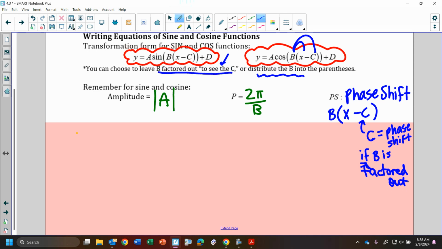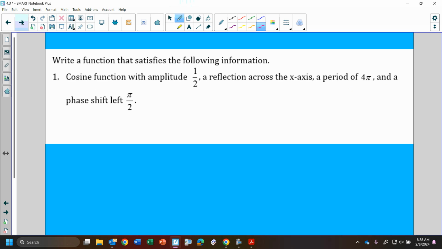So if B is factored out, the phase shift is just x minus C or x plus C. Which way does minus go? Right? You can put that down if you need to. What if it's plus? Left. So that symbol could change depending on whether it's left or right. It's not always going to be a minus. Cool beans? All right. So keep these vocabulary words and these formulas in mind.